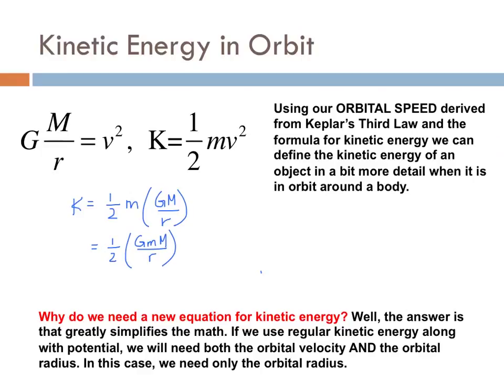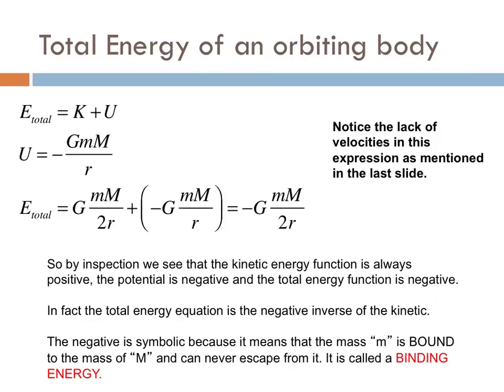Now, the reason that this equation is so important is because it greatly simplifies the math. If we use regular kinetic energy along with potential, we will need both the orbital velocity and the orbital radius. In this case, we only need the orbital radius. So if we want to solve for the total energy, we wouldn't even have to use velocities. We can just use the equation that we just derived, which is this portion right here, plus our potential energy equation, which would give us negative G times m times capital M over 2r.